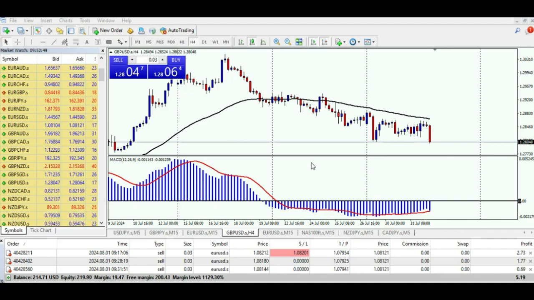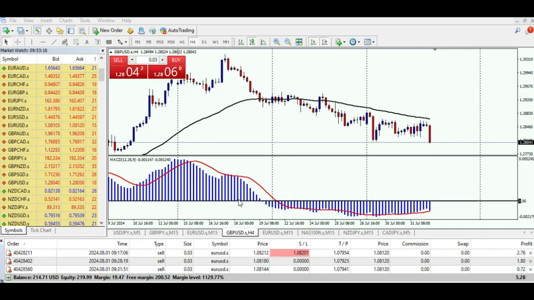Quickly, for the MACD right here, as you can see, this is the MACD. You're just going to use the default setting. I know you can do this by yourself. You just apply the MACD to your chart. You can do this on the phone, you can also do it on the laptop, the same thing. You apply the MACD to your chart, and it looks like this.